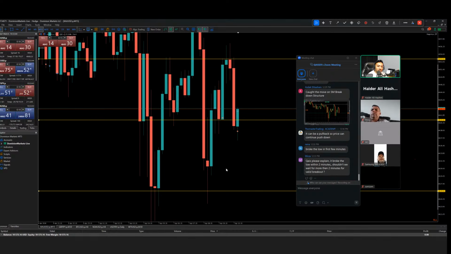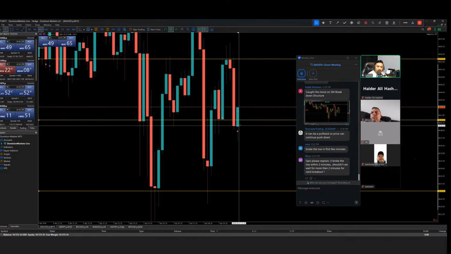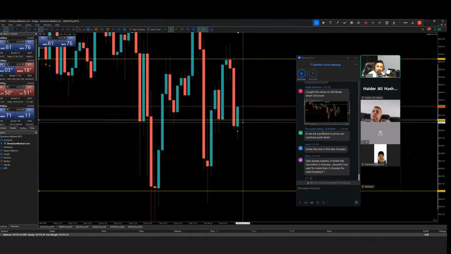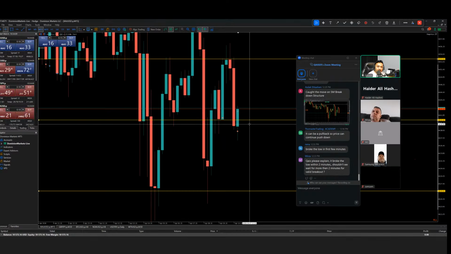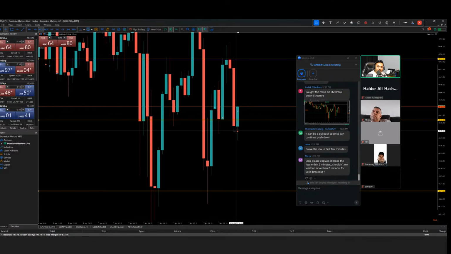Yes, please explain. It broke the low within 2 minutes. Should we wait for more than 2 minutes? No, it's something like that. If you rewatch this stream, you will see this candle created a proper wick, then it broke the low. This is something different. What happened sometimes is the market goes up and breaks the low, so we wait for the first minute and do not execute. It does create a wick, break the previous candle low, and break both rejections on the left hand side.